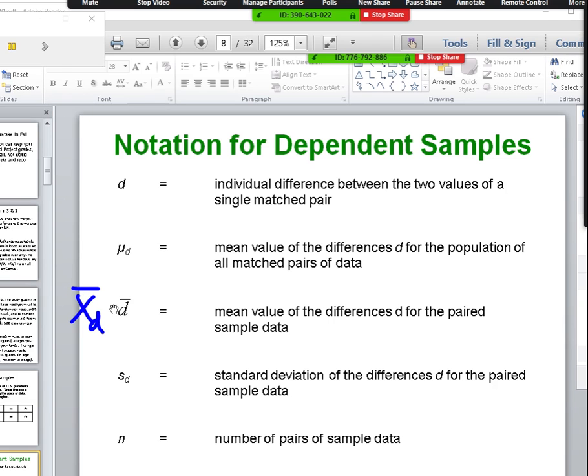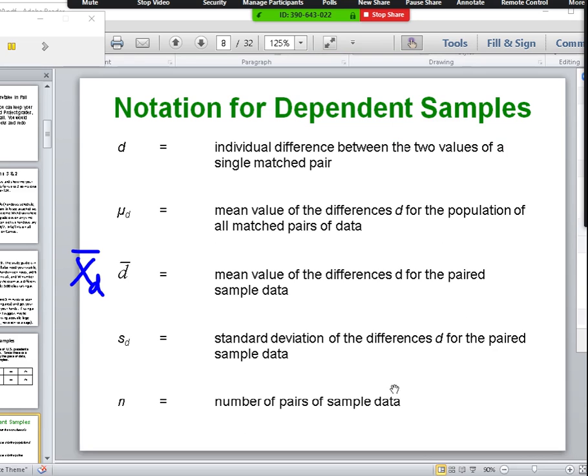It's your sample mean, right? So you take all these little differences and then you find the mean of those. That's your x bar. And then you have S also as well, your standard deviation, and then N, the number of them you have, the number of differences you have, the number of pairs you have.